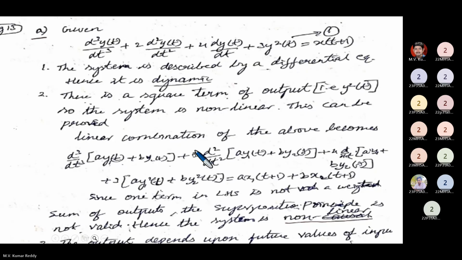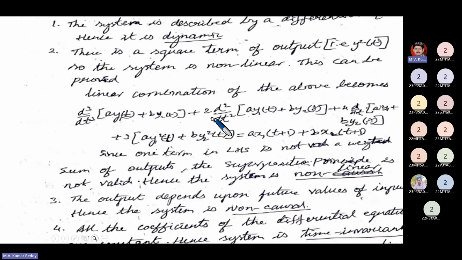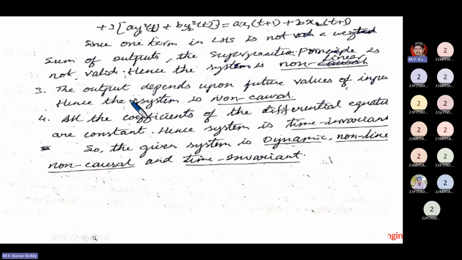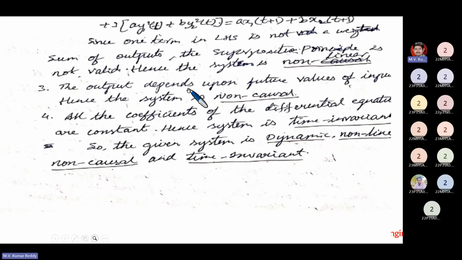Okay, sir. Next, so this system is non-linear. Now the third one. What is the third one? The third one is very easy: causal, non-causal. Already in signals we have causal. Causal means right side. If we have only right side waveform, then it is called causal. If you have only left side waveform, then it is called anti-causal. If we have waveform on left side and right side, then it's called non-causal.